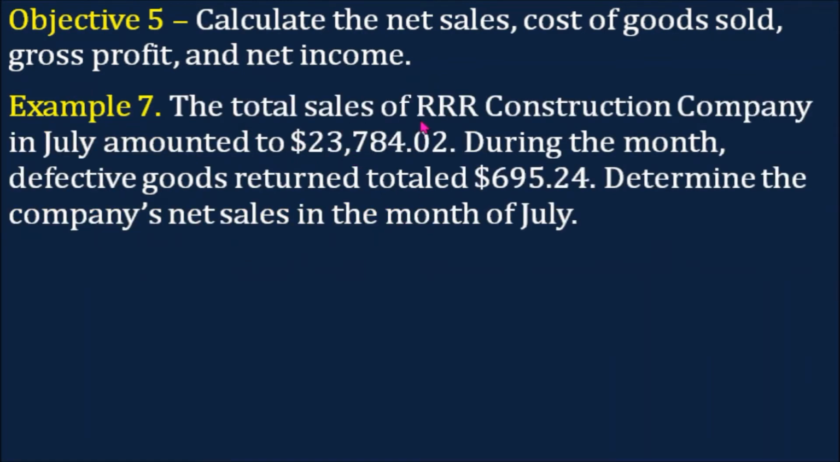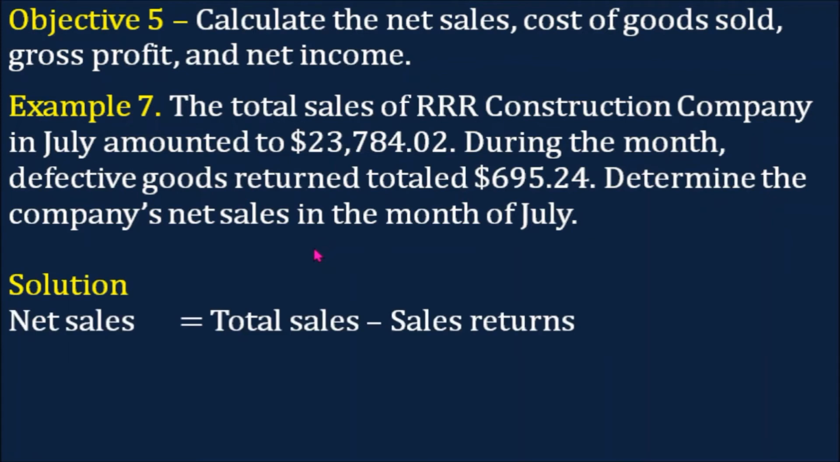Example number 7. The total sales of RRR Construction Company in July amounted to $23,784.02. During the month, defective goods returned totaled $695.24. Determine the company's net sales in the month of July.